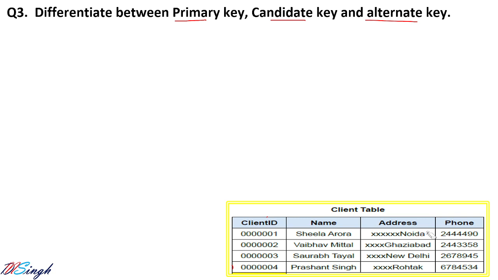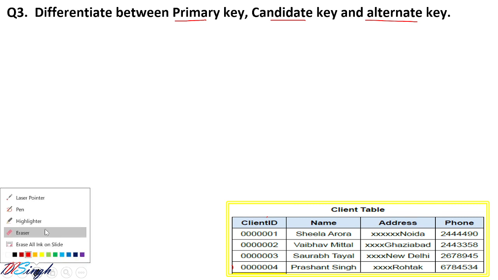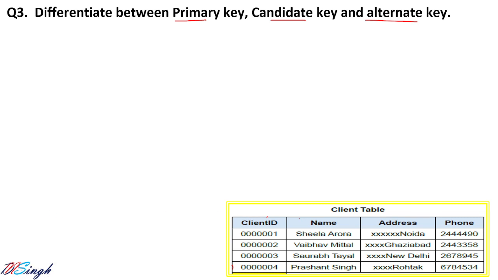You can say, sir, name and address are also different, but there can be repetition, because two people can have the same name and same address also. But their client ID will always be different and phone number will always be different, and everyone should have a phone number and everyone should have a client ID if it is entered in our table client.